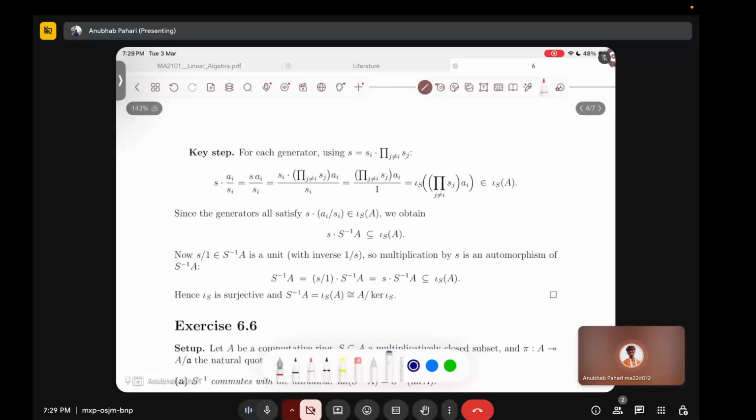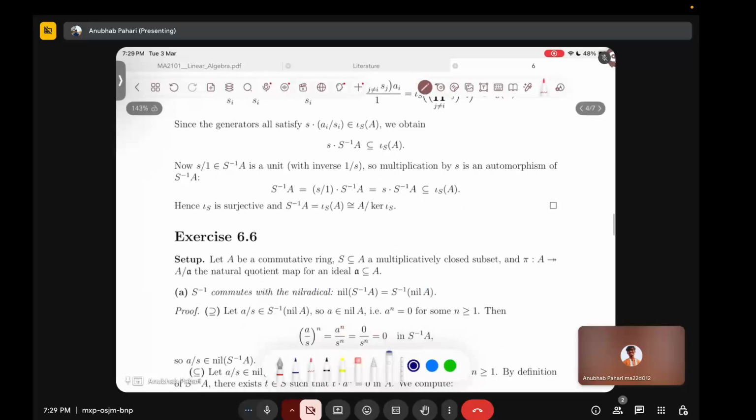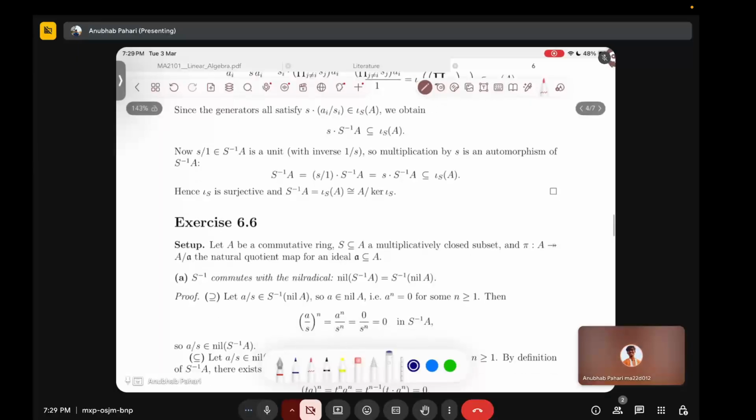Now since the generators all satisfy s·a_i/s_i belongs to I_S(A), we obtain that S^{-1}A is a subset of I_S(A). Since s/1 in S^{-1}A is a unit, multiplication by small s is an automorphism of S^{-1}A, and S^{-1}A equals (s/1)·S^{-1}A equals s·S^{-1}A, which is a subset of I_S(A). Hence I_S is surjective and S^{-1}A equals A/ker I_S.